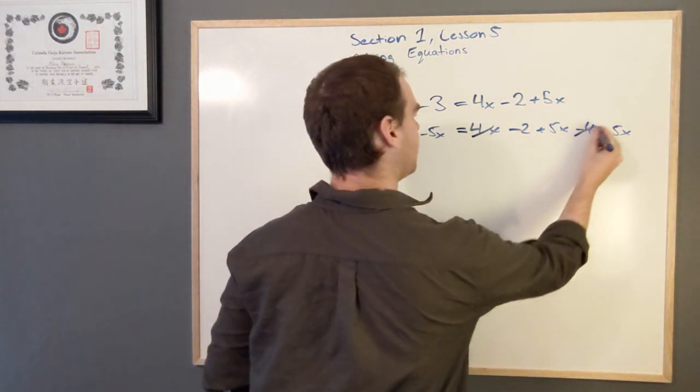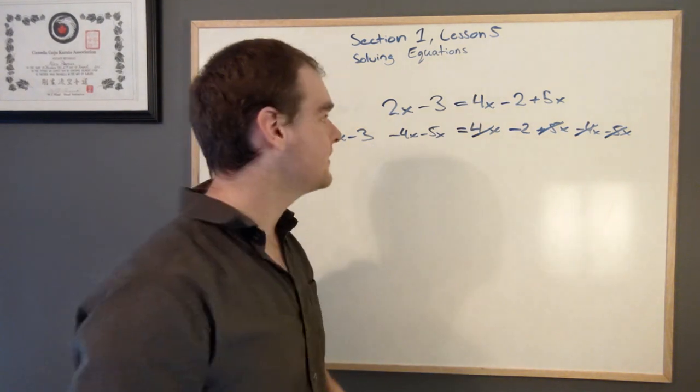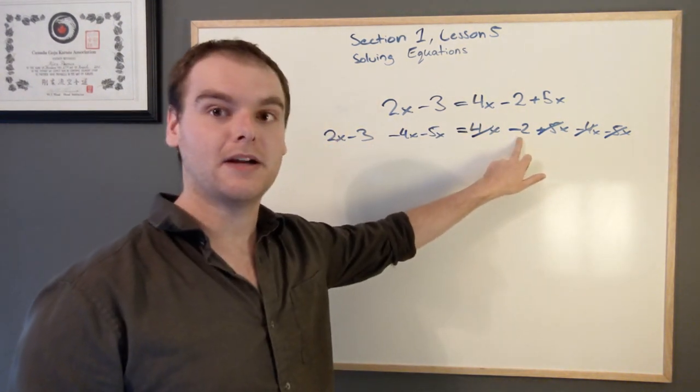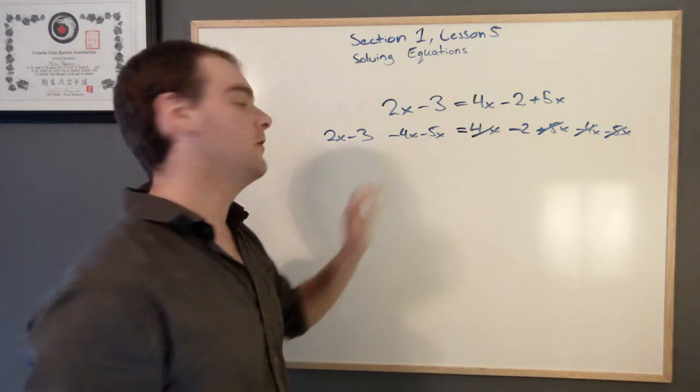So these guys cancel out, and these guys cancel out. You can see why I added and subtracted them, because now I'm only left with this minus 2 on this side. There's no other letters on this side. I've moved them all the way over here.